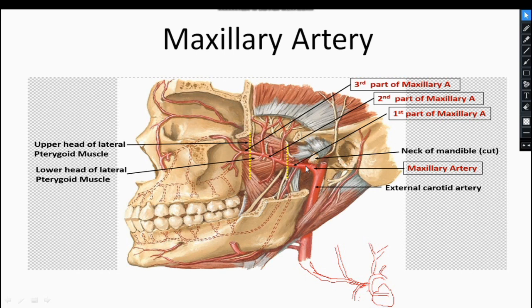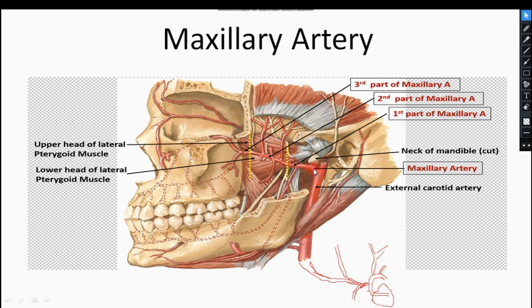Before I trace this maxillary artery ahead, let's see these two important muscles. This is the lateral pterygoid, and this lateral pterygoid has two heads. This is the upper head and this is the lower head. The lower head has this border, which is the lower border, and here is the upper border. And this is the point of union, or meeting point, of the upper and lower heads. So these are the two heads of the lateral pterygoid.